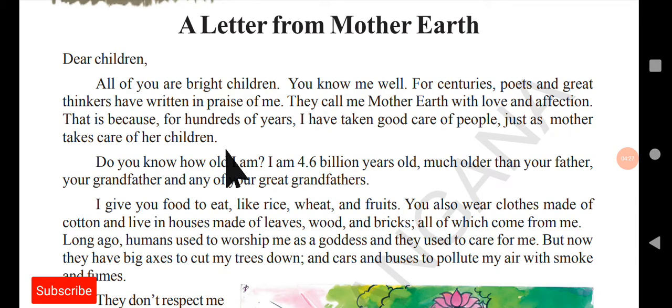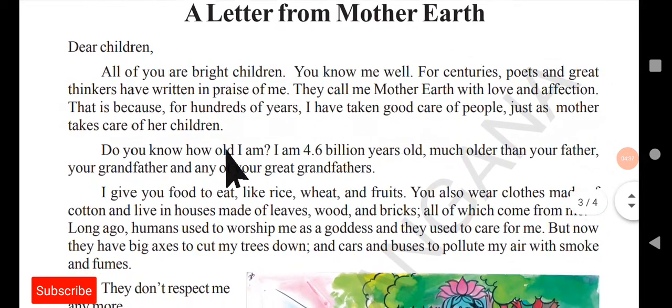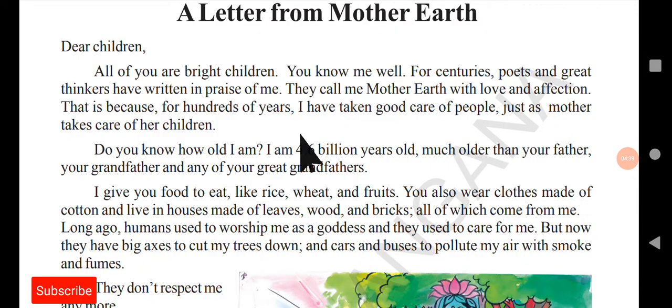So that is why all the poets, all the thinkers, they all wrote in their works praising Mother Earth. So the reason why they have written is that for centuries, for hundreds of years, Mother Earth has taken good care of all the people, just as a mother takes care of her children. So that's why all the poets and great thinkers all mention the Mother Earth. Okay, it is just like our mother only.